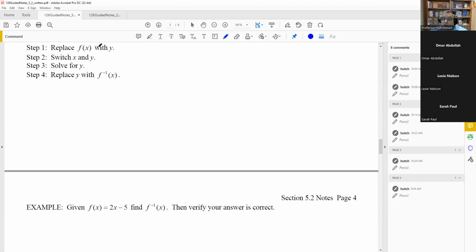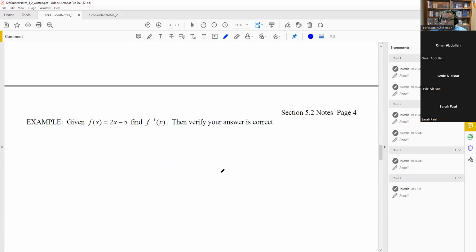So replace the f of x with the y. We switch x and y. Once it's switched, then we have to solve for y, and then we just replace the y with the inverse notation, and that's the 4 steps. So now let's go ahead and do a couple of examples where we walk through these 4 steps, and I'll label them for you so you can see how to do each of those.